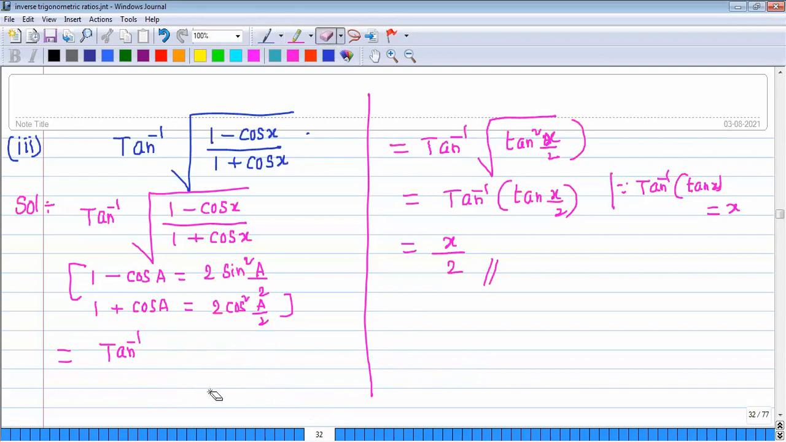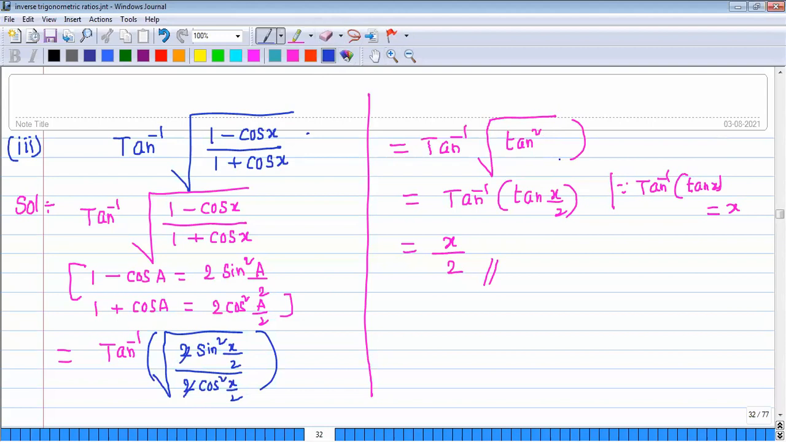Completed, sir. One minute, I will write in a very clear manner because it is somewhat clumsy. That is 2 sin square x by 2 upon 2 cos square x by 2. The 2s cancel out. Then you get tan square x by 2, tan of x by 2. So x by 2 is the answer.